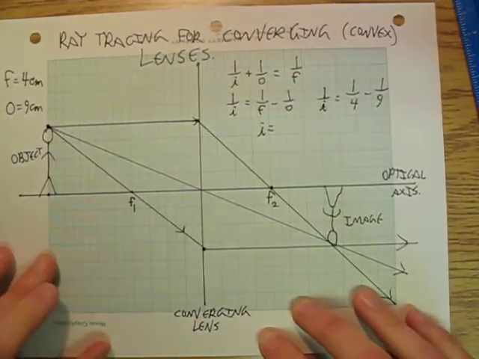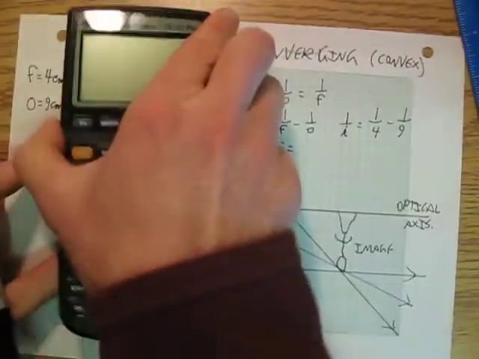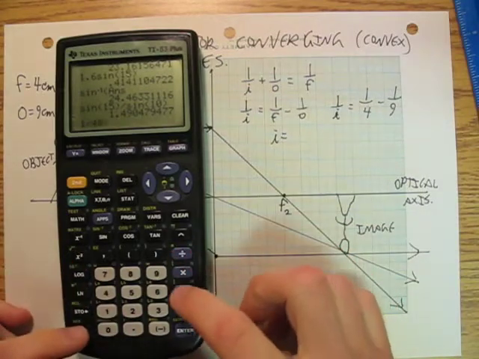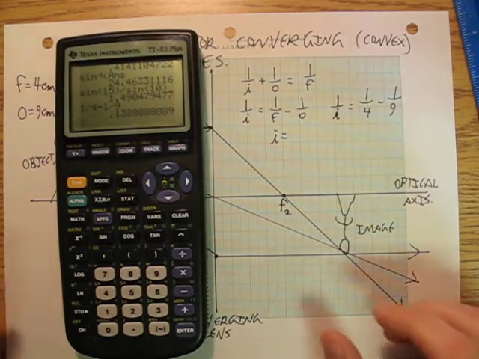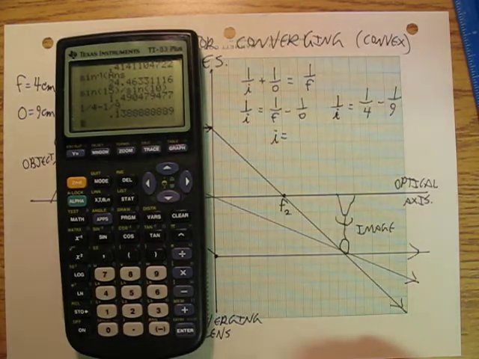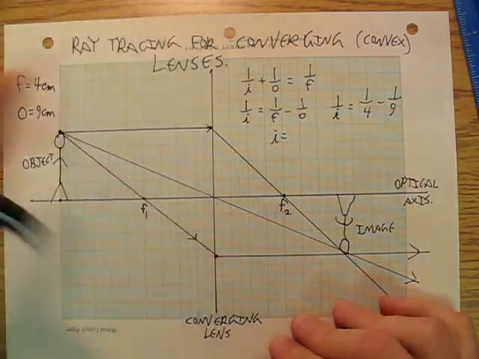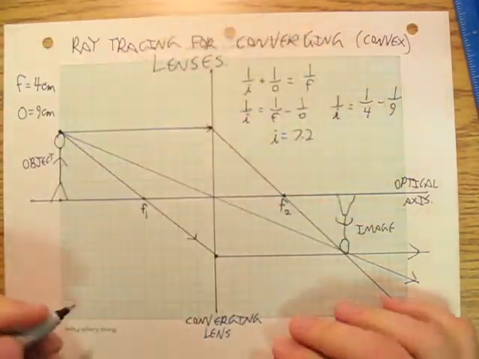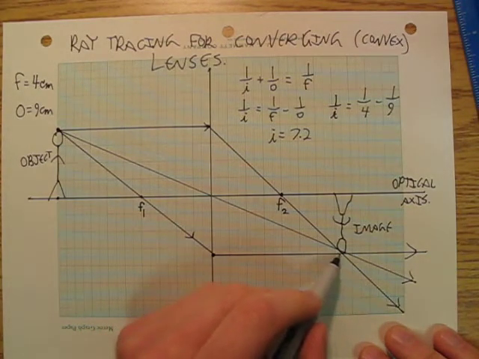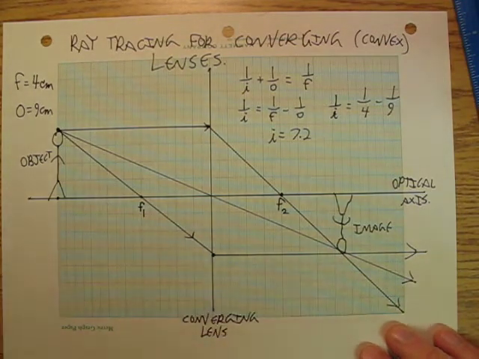And that means that my I is going to be one divided by 4 minus 1 divided by 9. It's going to be 0.1. Oh, wait, stop. Remember, we have to take the inverse of that number. 7.2. And so I go 1, 2, 3, 4, 5, 6, 7. 7.2 is like right there, and so I'm pretty close.